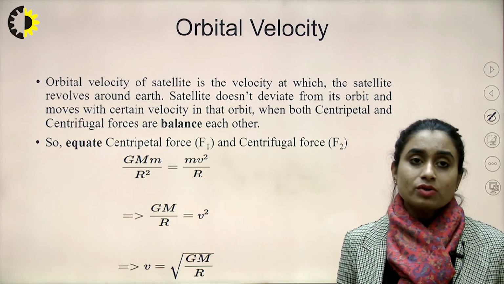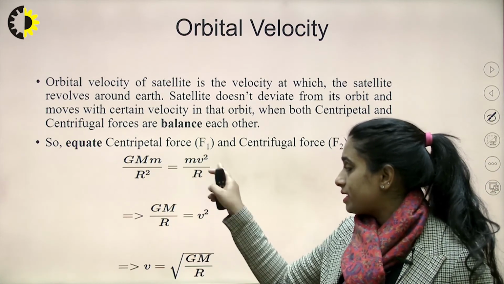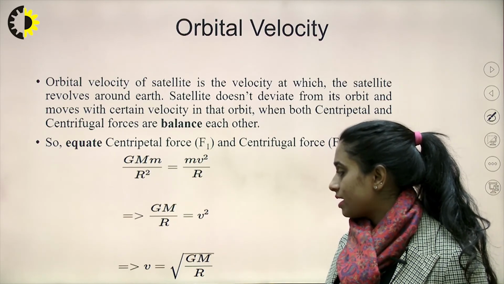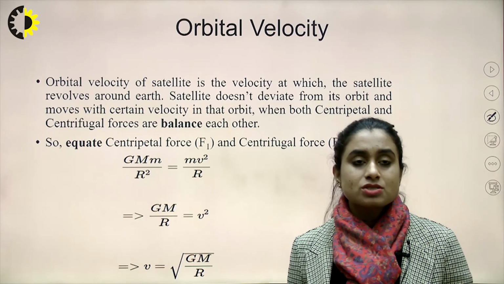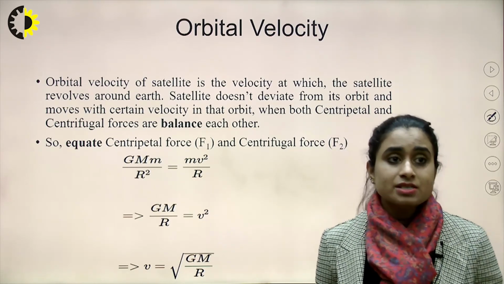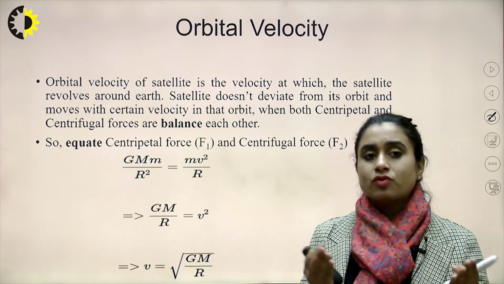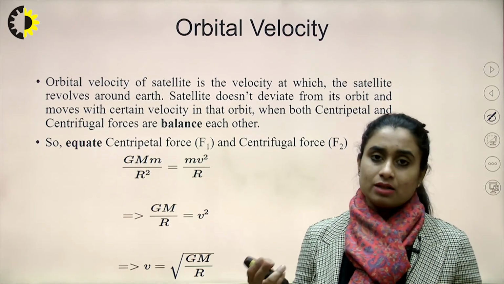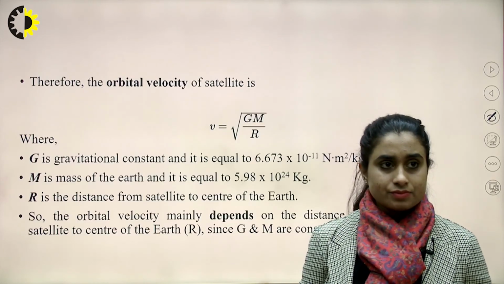So if I want to calculate the orbital velocity, small v can be given by equating these two forces, which comes out as under root of GM by r. Orbital velocity of a satellite is the velocity at which the satellite revolves around Earth, right? When these two forces are balanced, we may calculate the velocity by which the satellite is revolving, right?